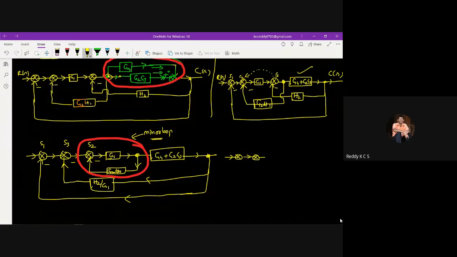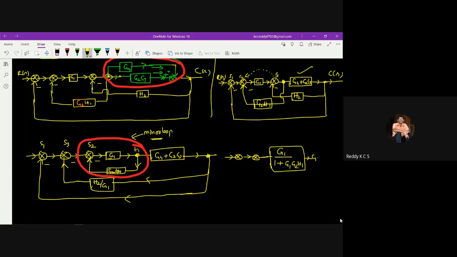Now the S2 summing point will go off and will be replaced with one single block, G1 by 1 plus G1 into G2H1. So this is the one single block. By removing this S2 summing point and the takeoff point, these will go off and this complete signal also will go off, and it will be converted into a single block with the transfer value G1 by 1 plus G1 G2 H1. Why 1 plus? Because it is a negative feedback, then you'll get plus here. If it is a positive feedback, then I'll get negative here.